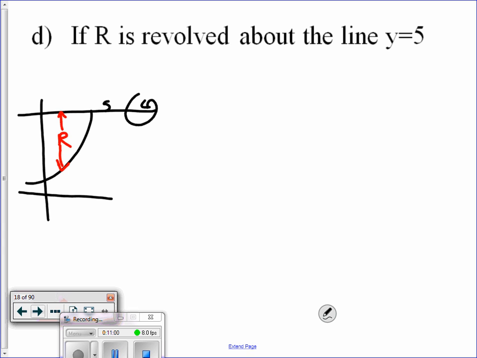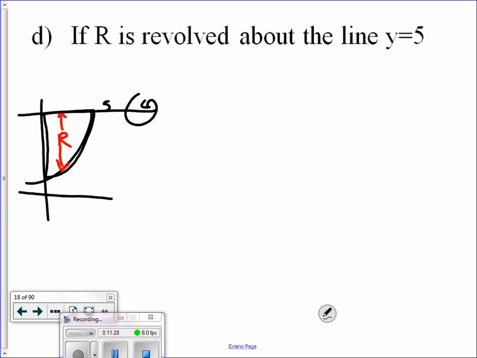Same region. Now we're going to revolve it about the line y equals 5. The first question I ask myself when I have a solid of revolution is, disk or washer? Because there's no space between the region and that line y equals 5, the slices, after you spin it around, will be solid disks.